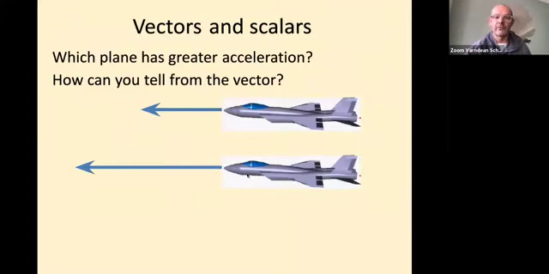So we could even put some numbers on it. So which one has got greater acceleration? How can you tell from the vector? If you had this as an exam question, you would write the bottom one, because the arrow is longer, or because the vector is longer. It's nice and simple like that. The bigger the arrow, the bigger the magnitude, size. So the arrow tells us quite a lot.